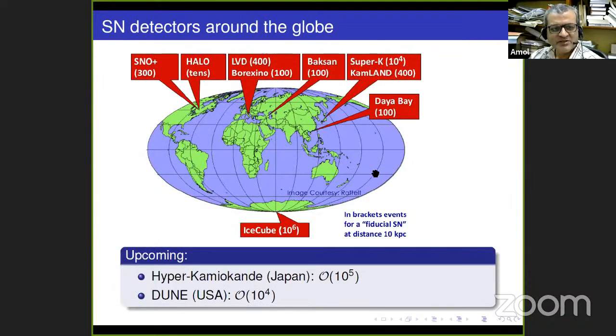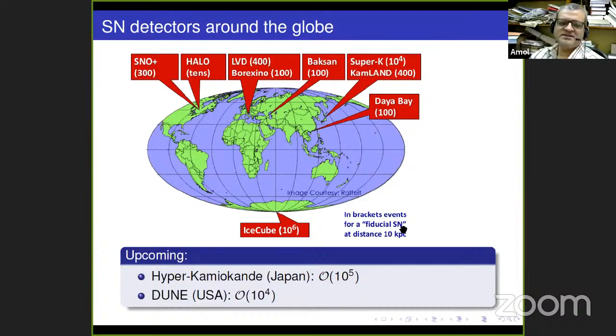Okay, so these are the sort of detectors that currently exist with us, which can see a lot of events from a supernova. The number of events from a supernova will of course depend on how far the supernova is. So what is done here is you assume that there is a supernova at a distance of about 10 kiloparsecs from us. Now why 10 kiloparsec?